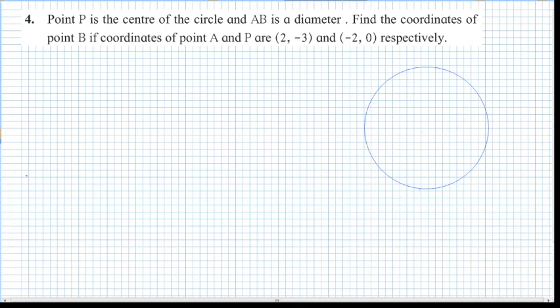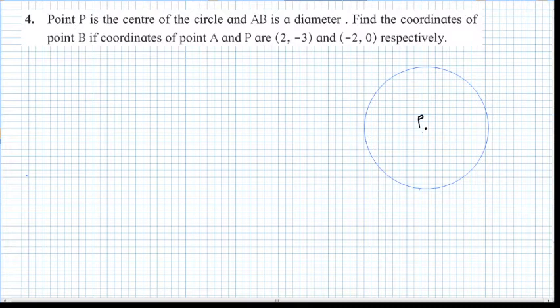P is the center of the circle and AB is a diameter. Okay, so we have the circle here. Let us try to put the information. Point P is the center of the circle. Here is point P, suppose. This is point P, and what is the diameter?